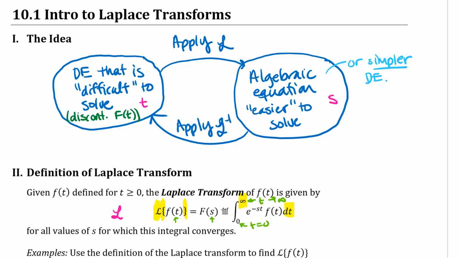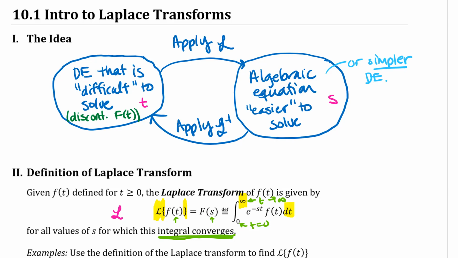And so we'll have to remember a little bit about some integration skills and about some improper integrals in order to use that definition. And then the last part of the definition there, it says, for all values of s for which this integral converges. So if you remember very much about improper integrals, you might remember that the integral might converge or diverge, and that has to do with the value of the appropriate limit that you take when you evaluate that integral. So we'll look at that as we look at a couple of examples here.